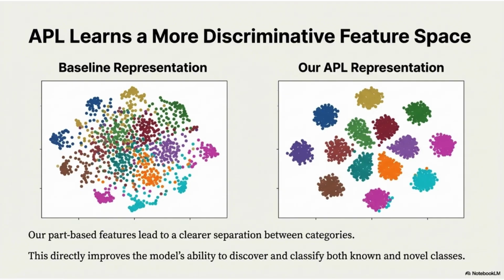To visualize why the accuracy improved, we used t-SNE to plot the feature space. The top image shows the baseline representation. You can see the clusters are messy and overlapping. This is where the model gets confused. The bottom image shows our APL representation. The difference is night and day. The clusters are tight, compact, and well separated. By explicitly modeling parts, we have cleaned up the feature space, making it much easier for the clustering algorithm to do its job.